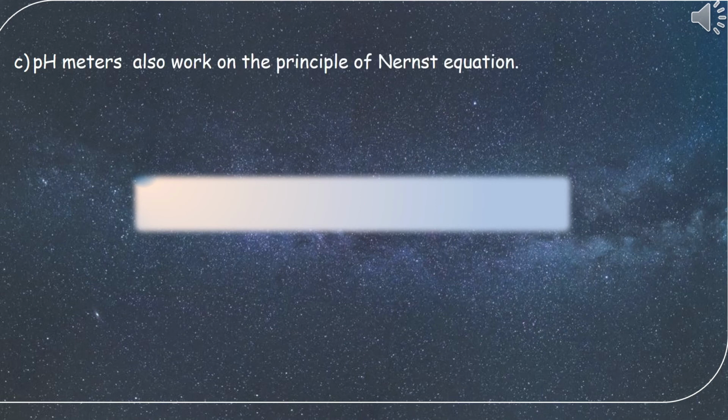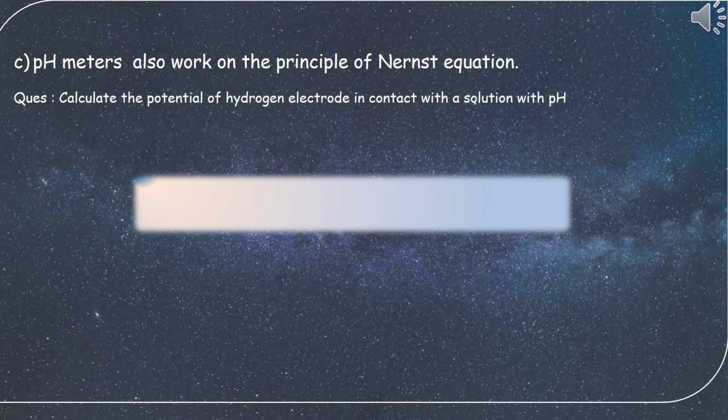The third application is the working principle of the pH meter. It is based on the Nernst equation. Now, in order to understand, we are going to do a problem. Calculate the potential of a hydrogen electrode in contact with a solution having a pH equal to 10.